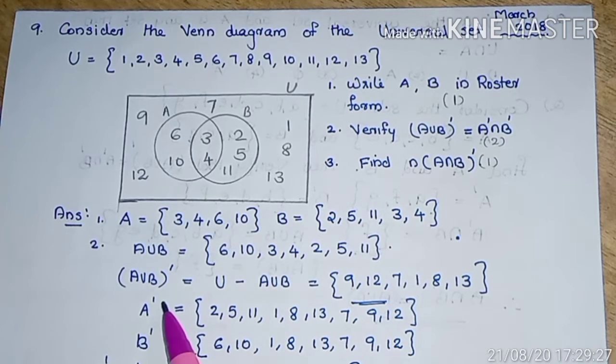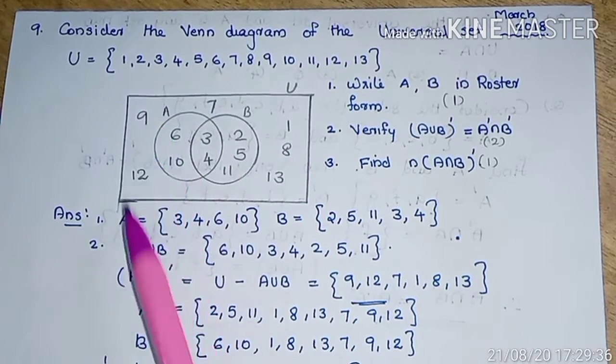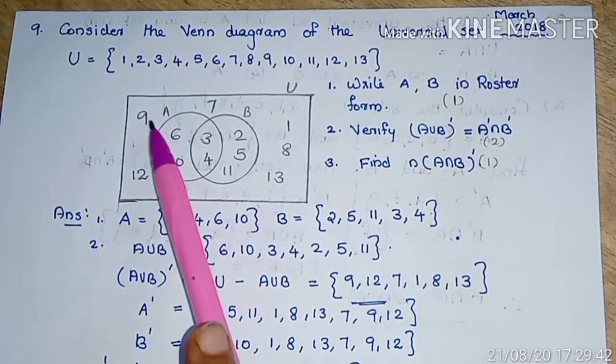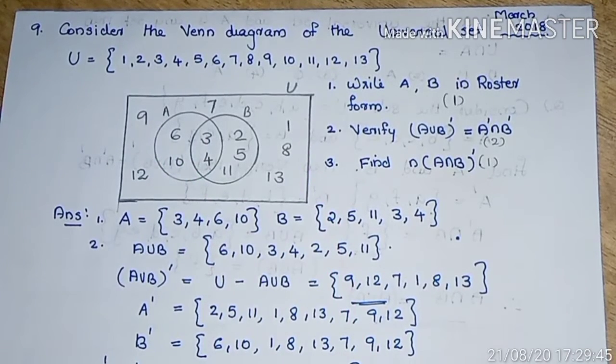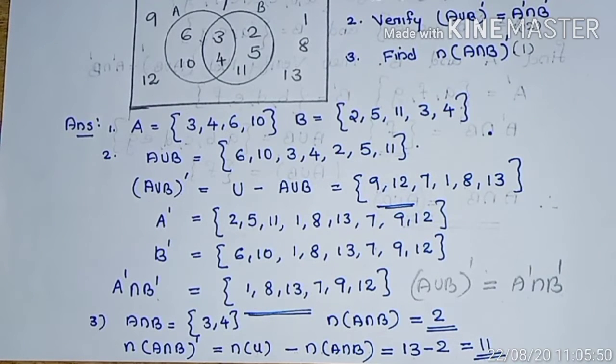Then find A'. A' means all the elements other than A. Which are they? 2, 5, 11, 1, 8, 13, 7, 9, 12. Then B'. B' means elements other than B. Which are they? 6, 10, 9, 12, 1, 8, 13, 7. We can write in any order. A' = {2, 5, 11, 1, 8, 13, 7, 9, 12}. B' = {6, 10, 1, 8, 13, 7, 9, 12}.